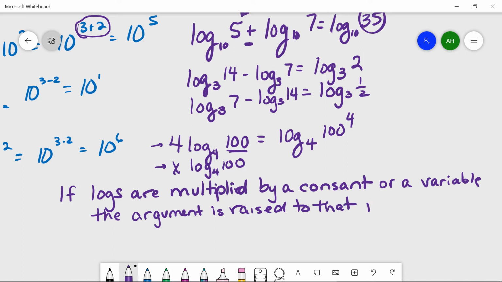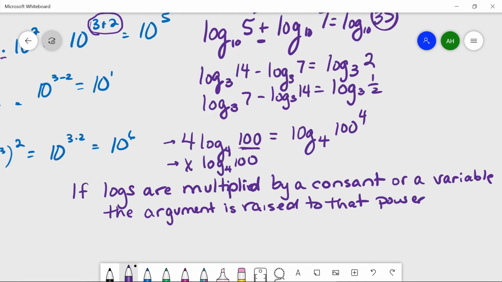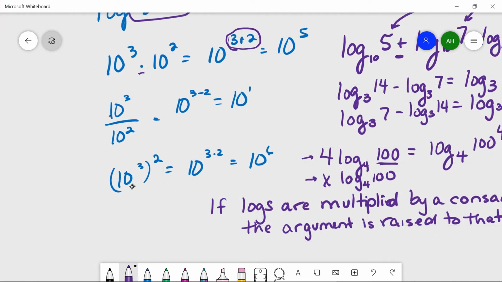All right, and so similar here, I'm taking my log and multiplying it by something. Therefore, I'm going to take my argument and raise it to that power. Okay, so over here, back at our original, if I have an exponent and I raise it to another power, I multiply them. All right, so again, you've got very similar math going on.